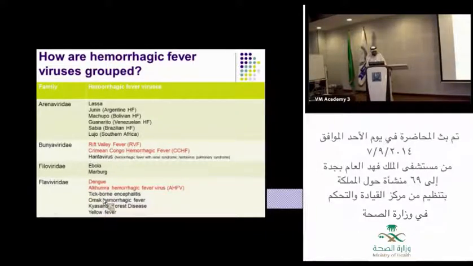And we also have other flaviviridae in this group, such as tick-borne encephalitis, the Omsk hemorrhagic fever virus, Kyasanur Forest disease, and yellow fever. But only the red ones are reported in Saudi.